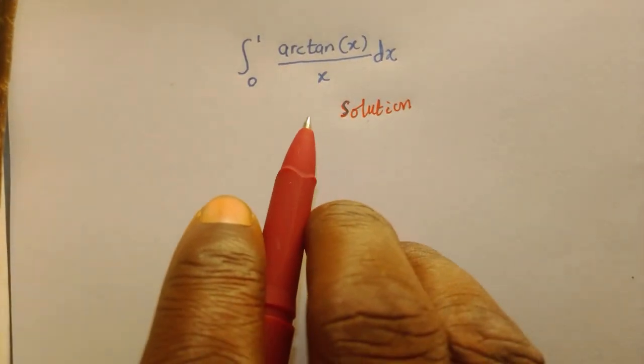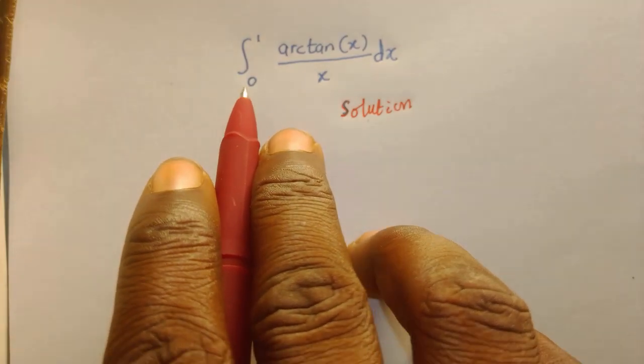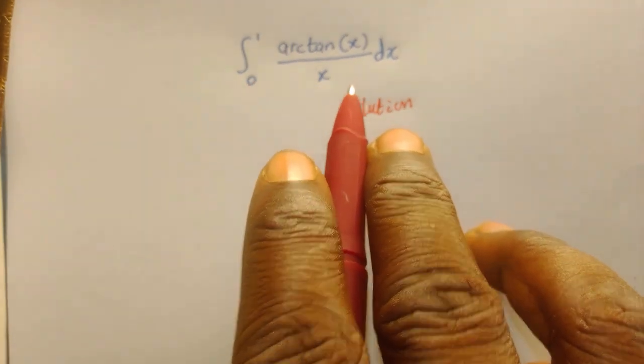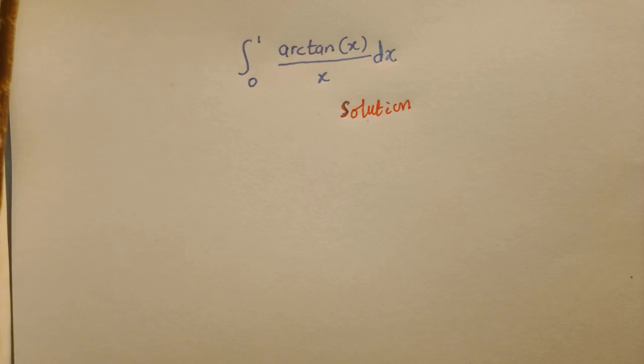So in this video we have this integral: the integral from 0 to 1 of arctan of x over x dx. Okay, so that's the integral I want to solve for today.